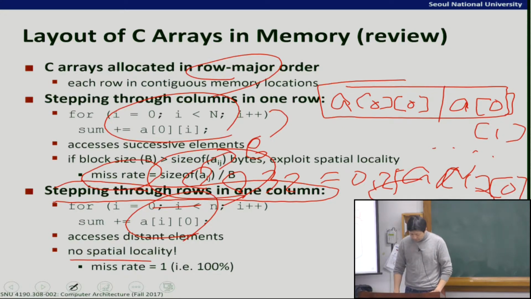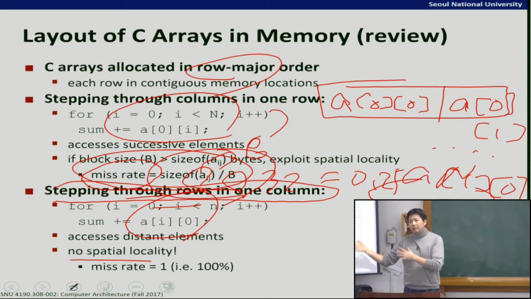Okay. So remember this formula: the miss rate for a consecutive, stride-1 access will be the size of the element divided by the block size. And if you have this column access, then the cache miss rate will be just 1, right? Because every access generates a cache miss.